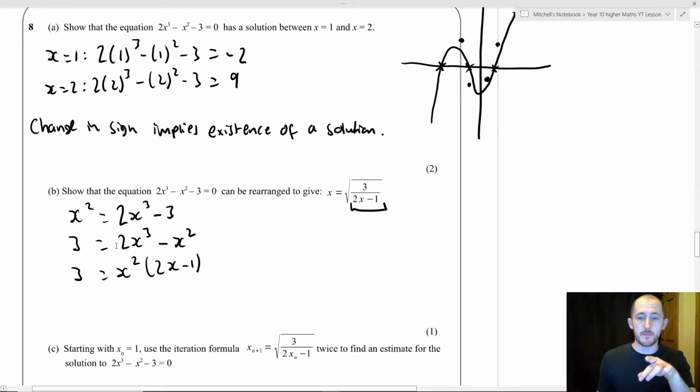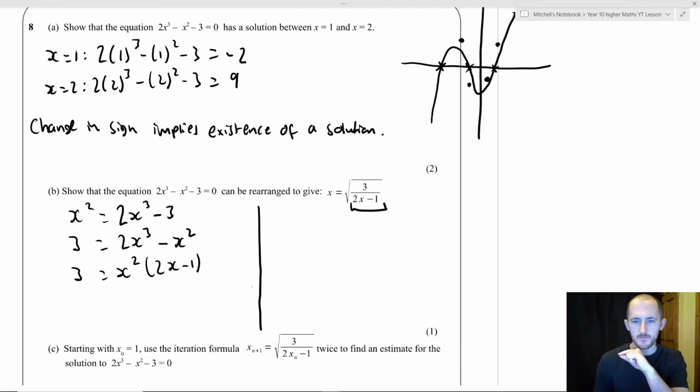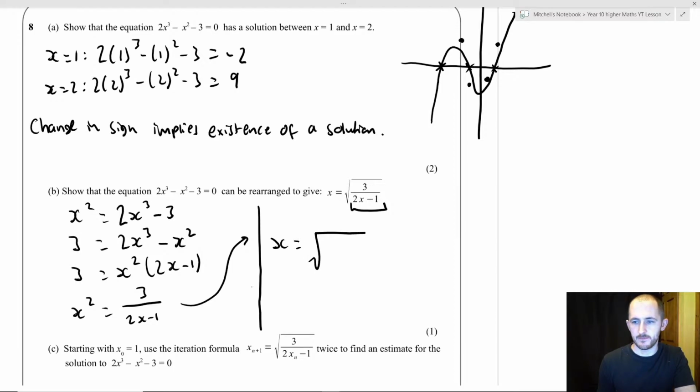Okay? So even though I made a slight mistake in the beginning, I constantly think, okay, look at the answer. Does it make sense? Okay? So now if I divide both sides by 2x minus 1, I'm going to have x squared equals 3 over 2x minus 1, and then all I need to do is square root both sides, and I get the square root of 3 over 2x minus 1.